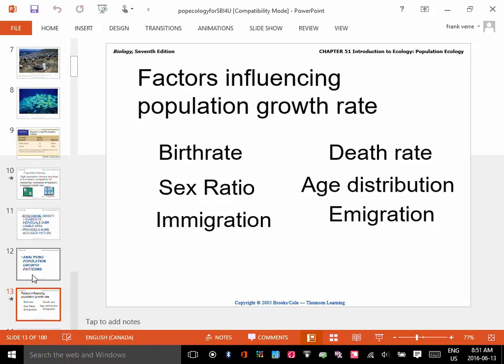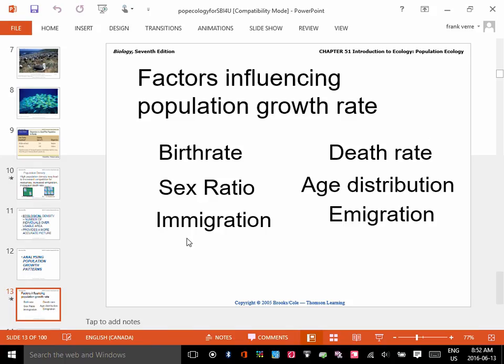High birth rate. How would that affect the growth rate? What if I told you the birth rate is higher than the death rate? What would you tell me? Will the population grow or get smaller? Grow, right? It's pretty obvious. So I think we kind of understand the impact of birth rate and death rate.